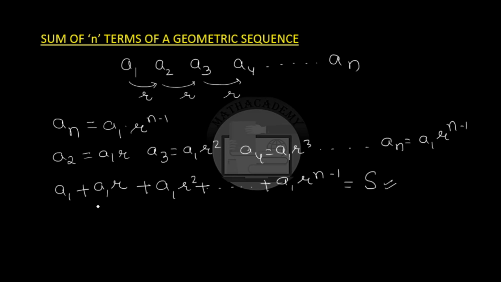Now there can be three scenarios. The common ratio r can be greater than 1, the common ratio r can be less than 1, and the ratio r can be equal to 1.